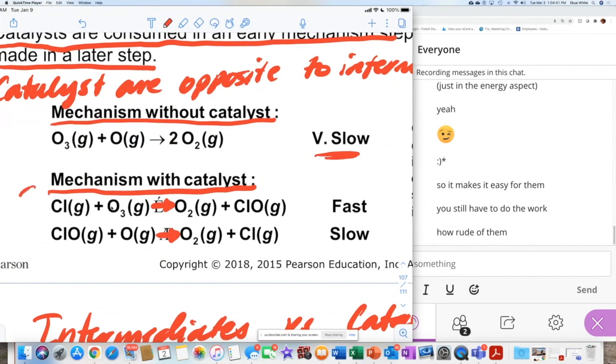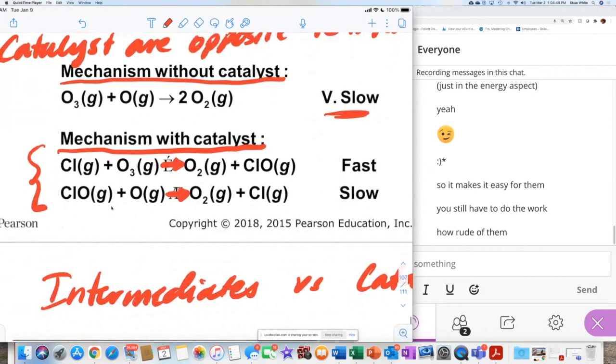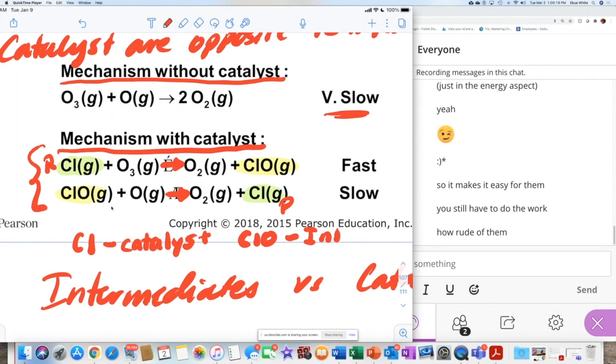So now we're looking at this. Our focus is a mechanism with catalyst. I'm examining this. I see Cl as a reactant, Cl as a product, right? And do I see something else here? O3, O2, ClO as the product, then ClO as a reactant. So Cl is a catalyst, right? Because it's a reactant first, then it's the product. And then ClO is an intermediate.